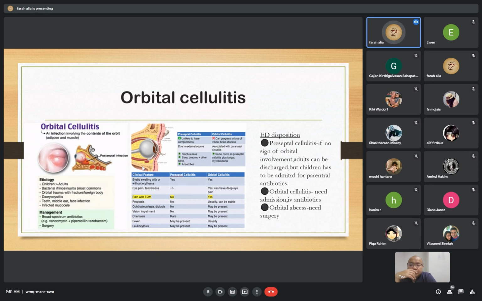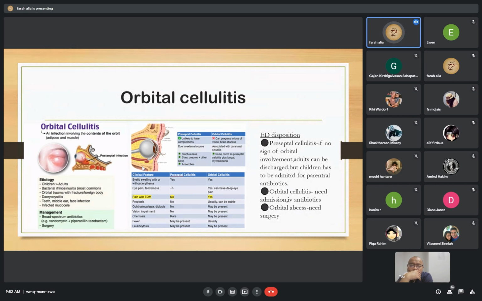So it is associated with the paranasal sinusitis lah. It can be infected by the same microorganisms as preseptal cellulitis juga. So for the clinical features, patient with preseptal cellulitis presents with swelling or edema, with or without eye pain or tenderness of the eye. But no other symptoms. But patient with orbital cellulitis, there's eyelid swelling, eye pain and tenderness. Patient also has pain with extraocular muscle movement. Patient can also present with proptosis, ophthalmoplegia or chemosis and leukocytosis. So for the etiology, it is more in children lah. Most common is bacterial rhinosinusitis.